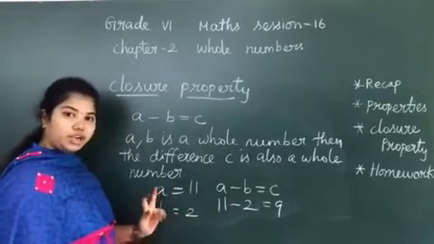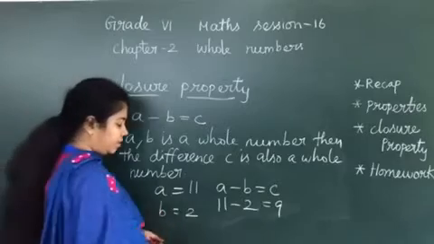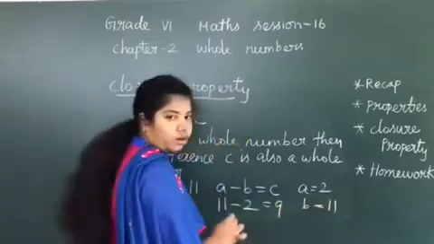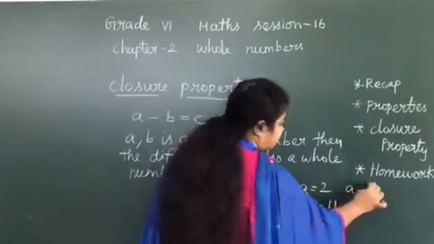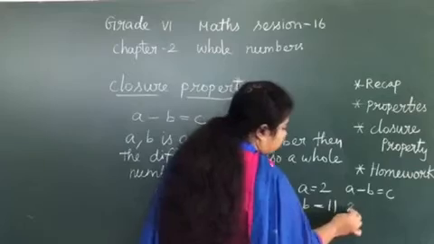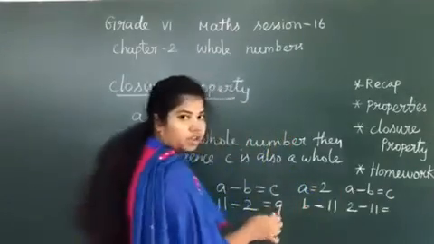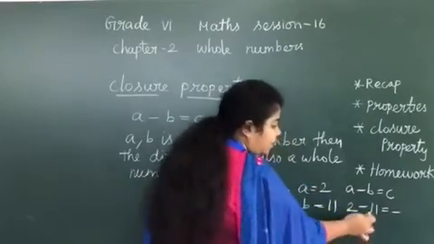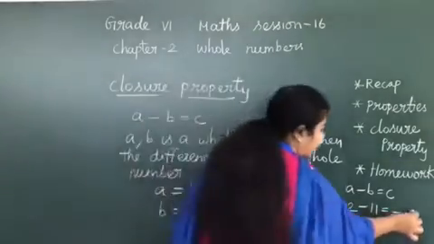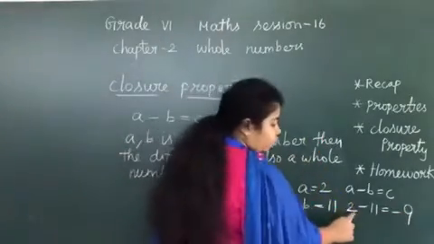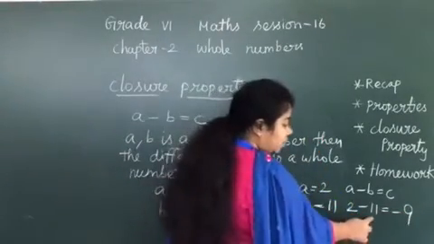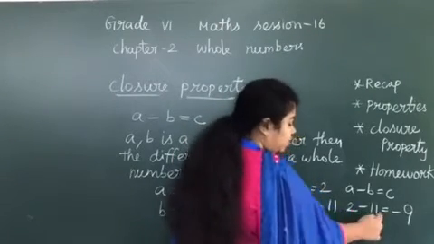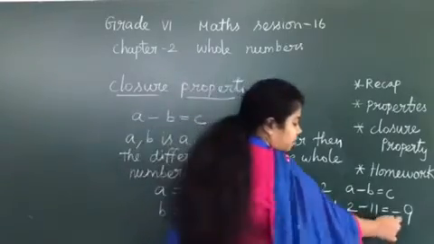Let us take the difference like this. Let us take A as 2 and B as 11. Now what will happen? A minus B is equal to C, right? So 2 minus 11 is equal to what? See, before the greater number 11, what is the symbol? Minus, write the symbol. What is the difference of 11 and 2? 9. So 2 minus 11, what is the symbol before the bigger number? It is minus. What is the difference of 11 and 2? It is 9. So minus 9.